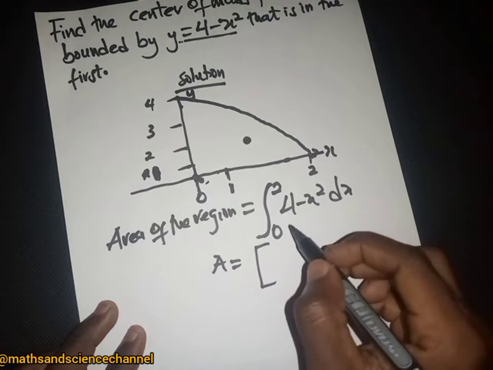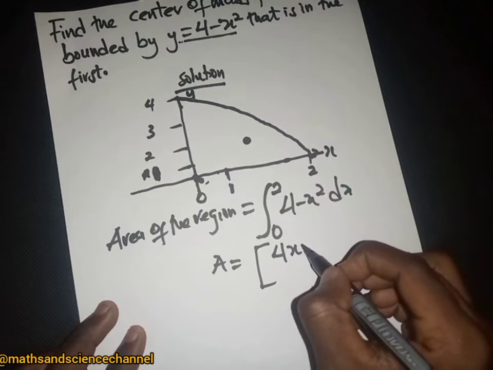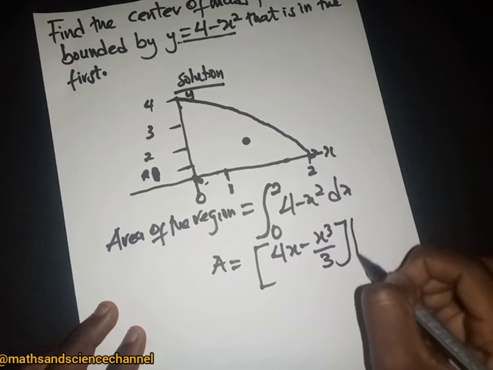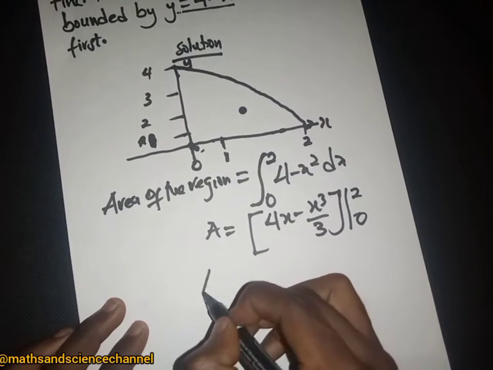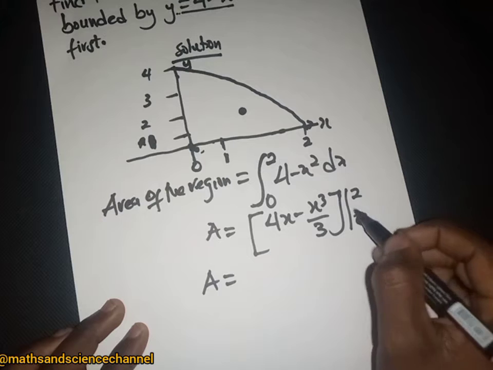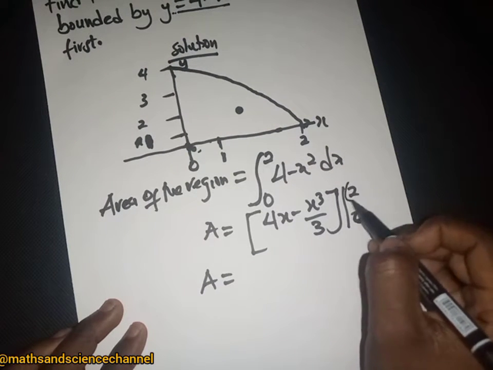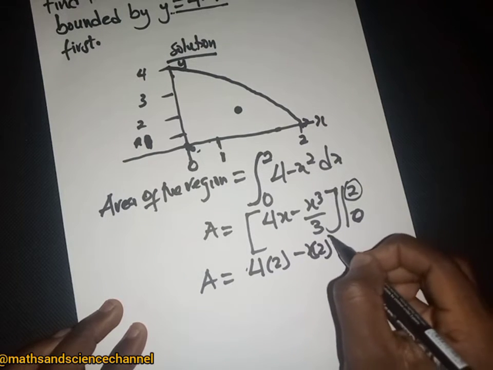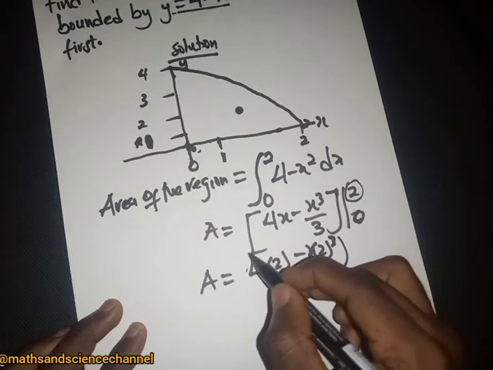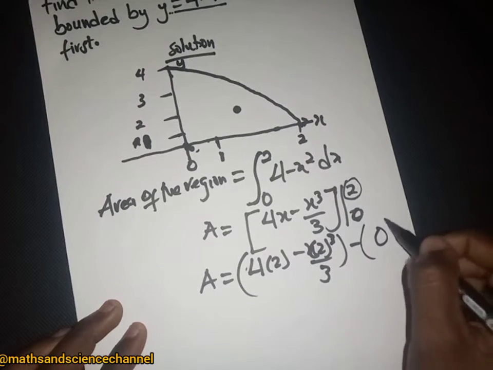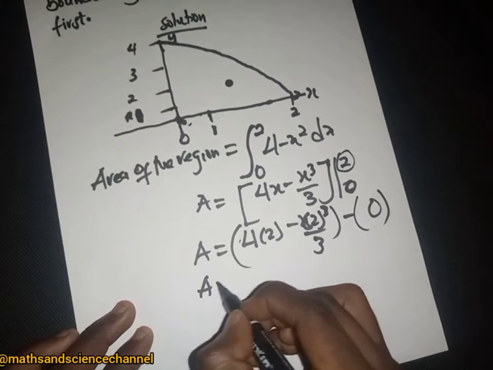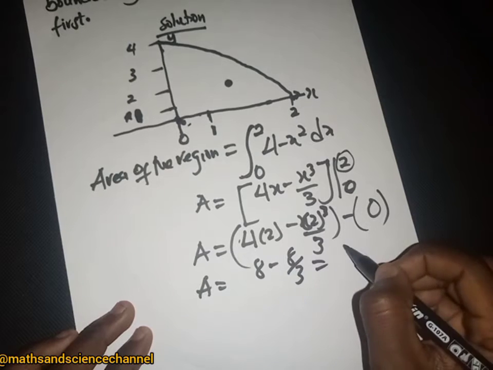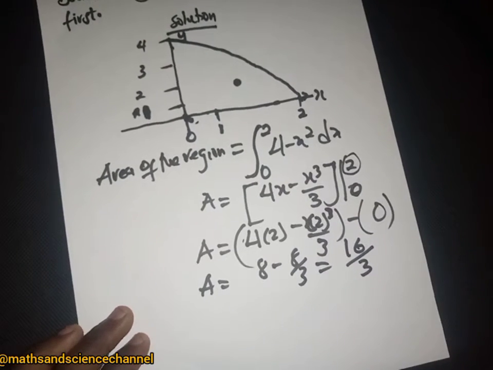So the area here is just going to be integrating this. We just have 4x minus x cubed over 3, evaluated from 0 to 2, right? So doing that, when we substitute 0 into it, the other part goes away, so we only need this part. We have 4 times 2 minus 2 cubed over 3, and the minus the 0 part goes away. Over here we are going to have 8 minus 8 over 3, and computing that, we just have 16 over 3 for the area.